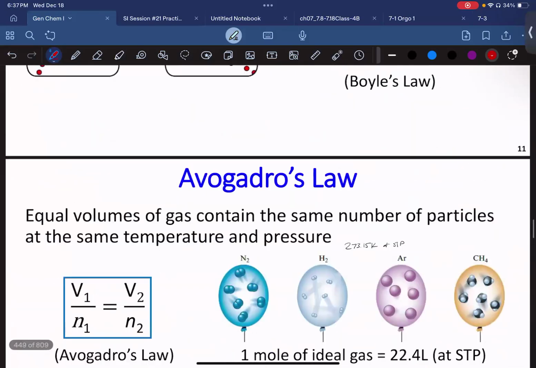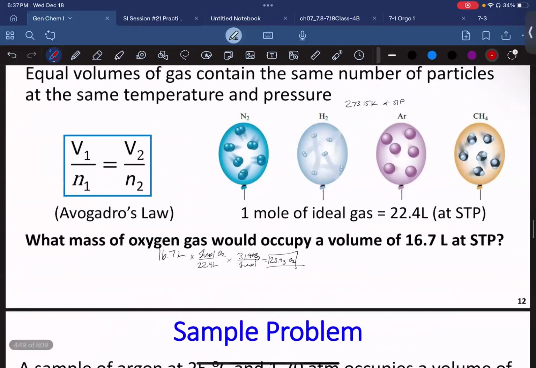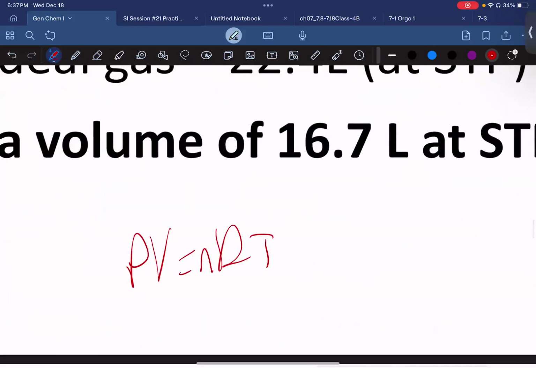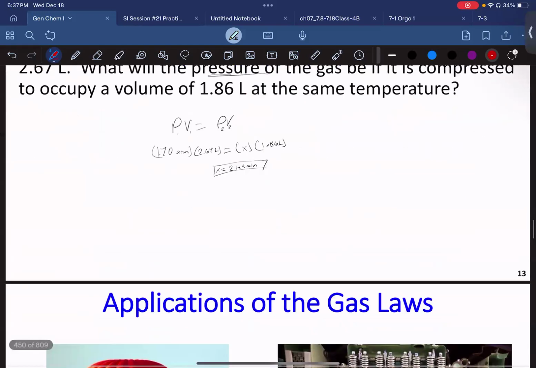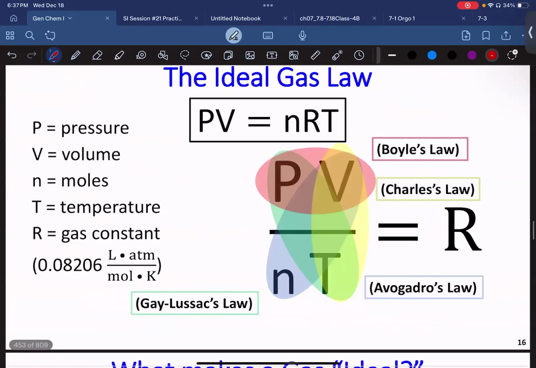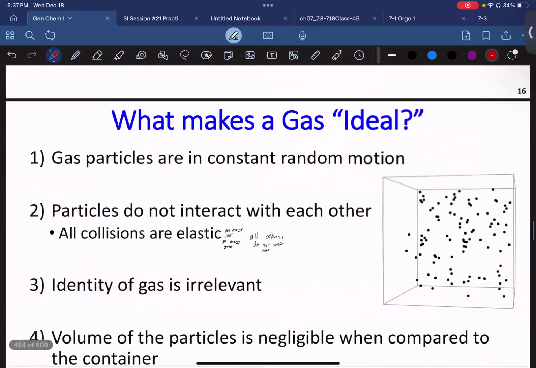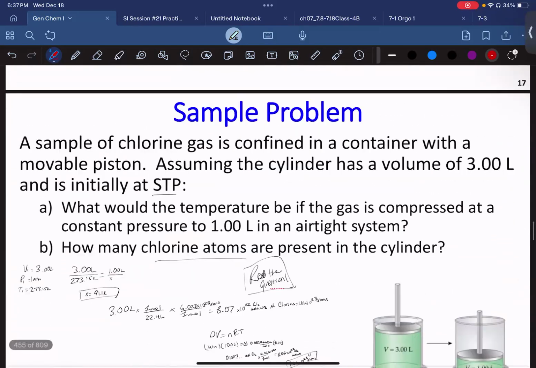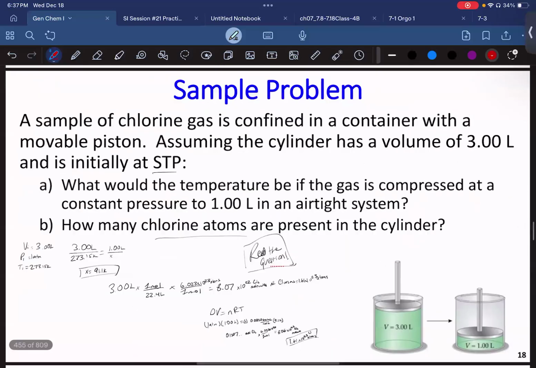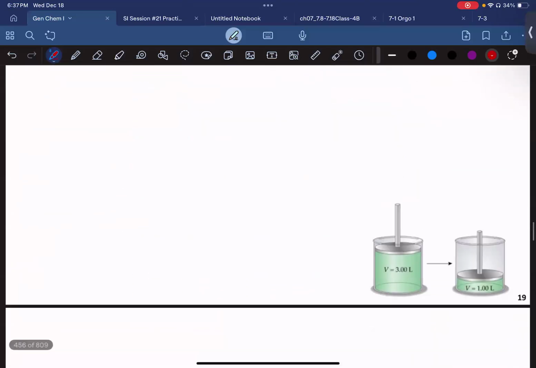And then you can make the combined gas law, which is PV equals nRT. The manipulation of this formula is the basis for most gas law math problems. So this is the equation, and a lot of this is just using this equation to figure out what's going on. Would anyone like me to go over any of these math problems?